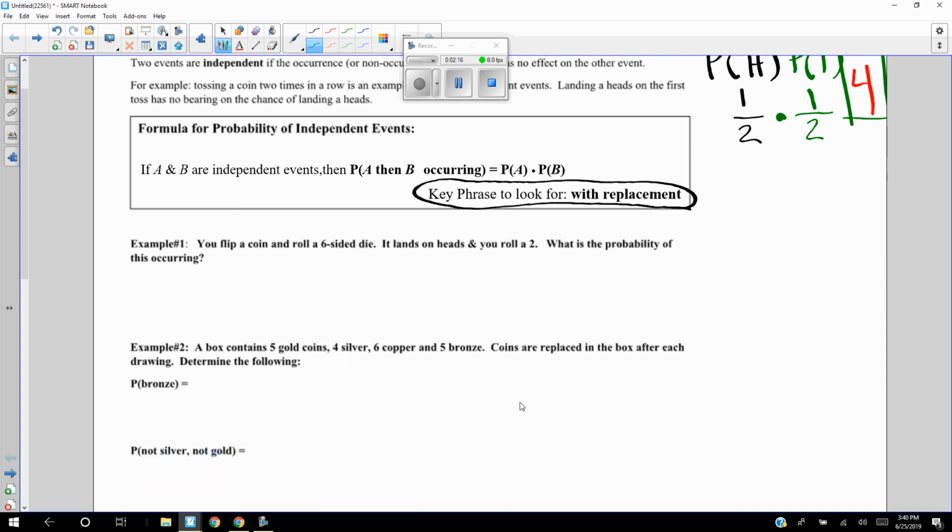So let's look at just a couple basic examples, and then we're going to talk about dependent events in the next video. Example 1 says you flip a coin and then you roll a 6-sided die. You want to find the probability of landing a heads and then rolling a 2.